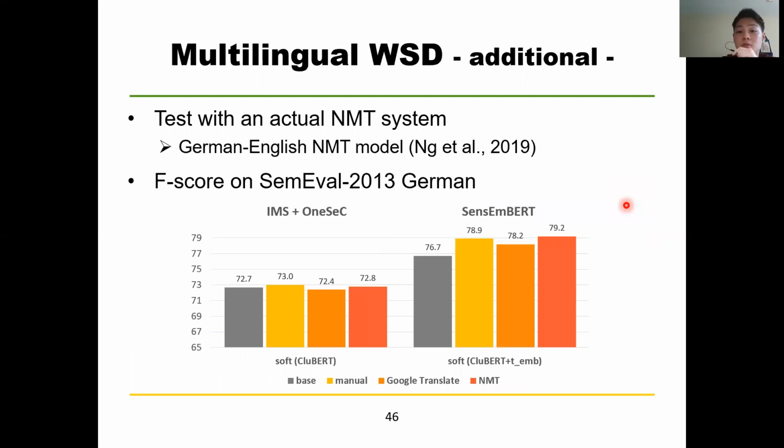And we also perform an additional experiment using an actual NMT system from Ng et al., which is a pre-trained German-English state-of-the-art NMT model. And we test on the German test set, and we see similar improvements over manual translation, Google Translate, and the NMT model. And surprisingly, sometimes an NMT model can slightly improve over the manual translations. Our analysis shows that sometimes neural machine translation prefers the literal translation, which makes it easier for our alignment algorithm to find the correct translation.